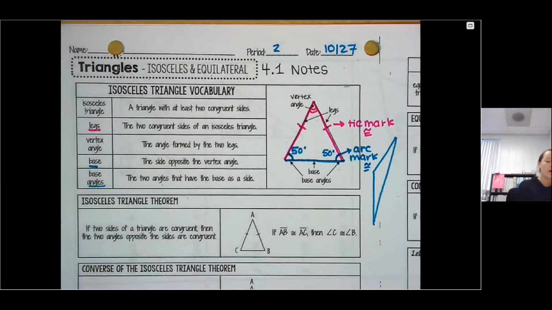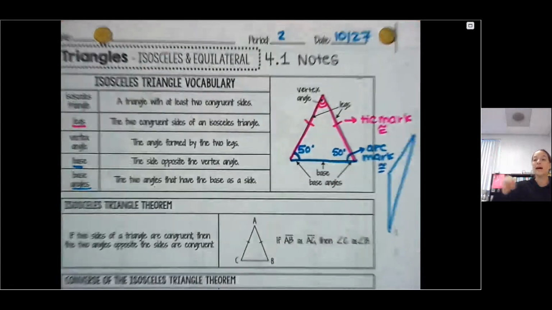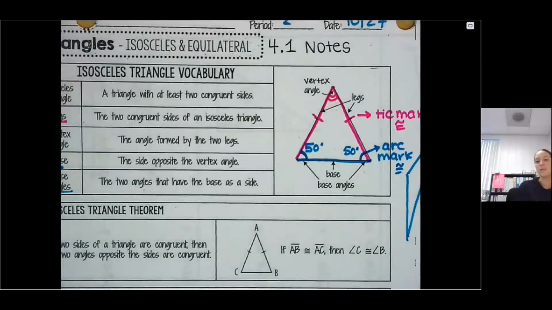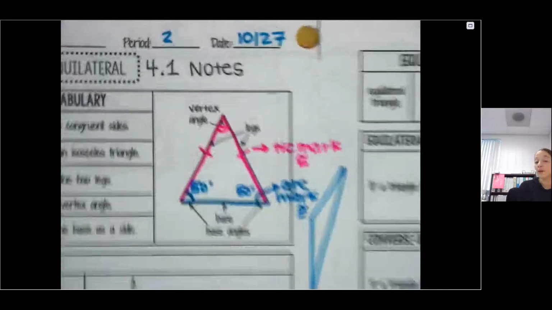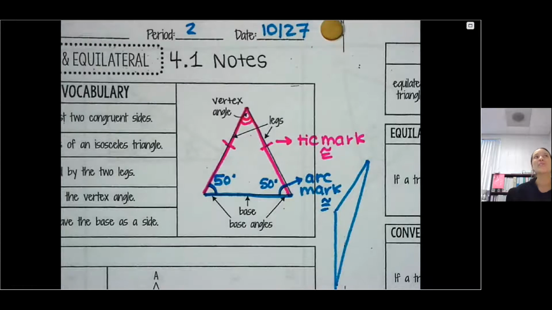Now, notice that there's no arc mark on that one at the top. I put two arc marks to show that it's different than the ones at the bottom, okay? So if, in my picture here, we said these two bottom ones are 50 degrees, what does that mean the vertex angle at the top has to be, Summer? And what does that angle have to be? 80. Why does it have to be 80? Sydney, thanks. 50 degrees or 50 degrees.